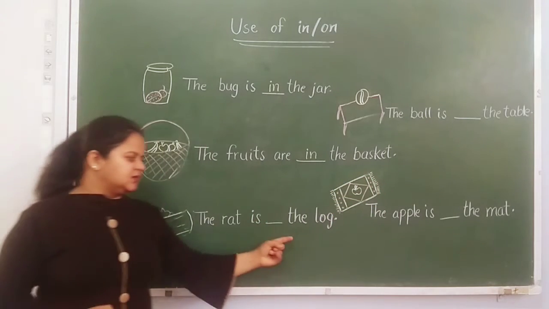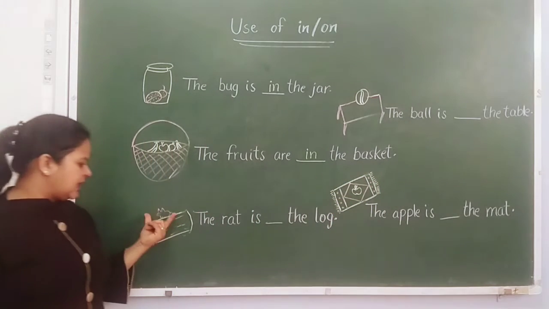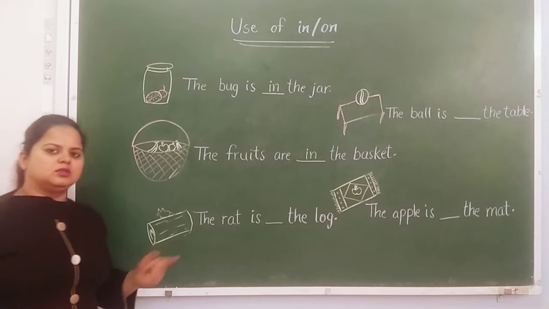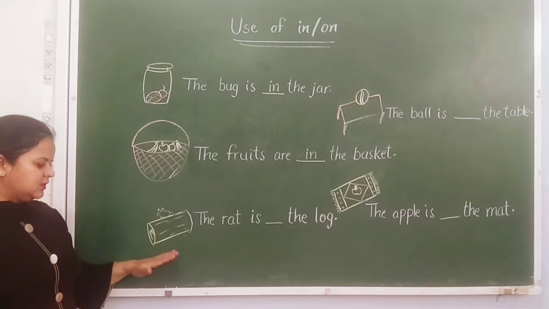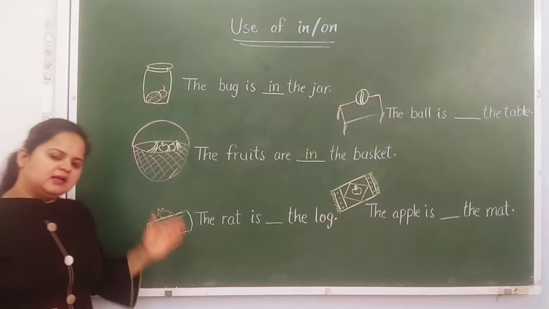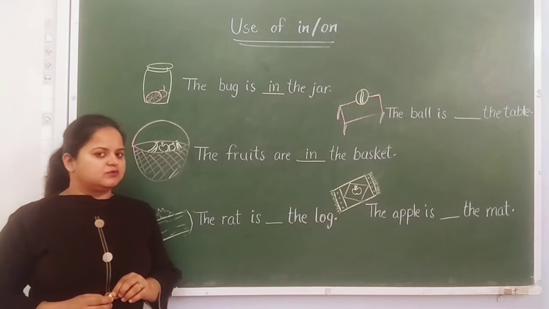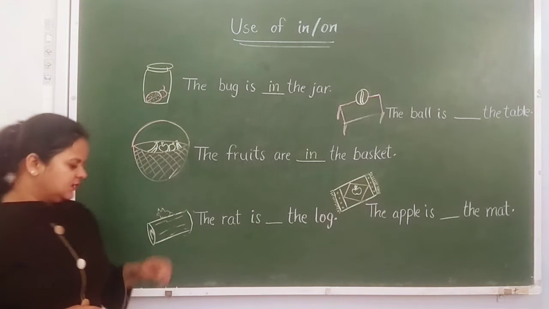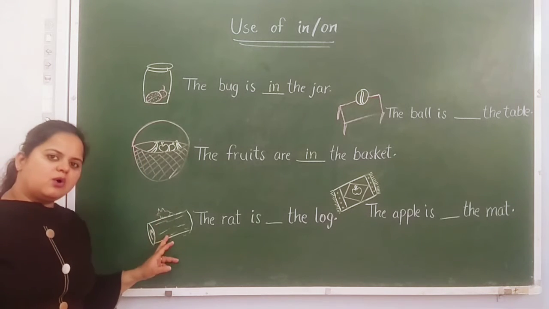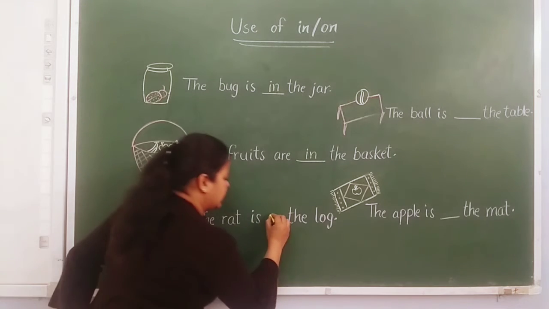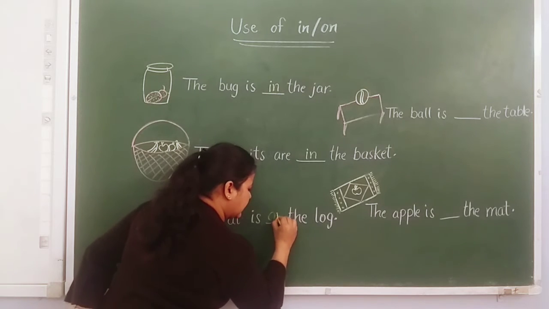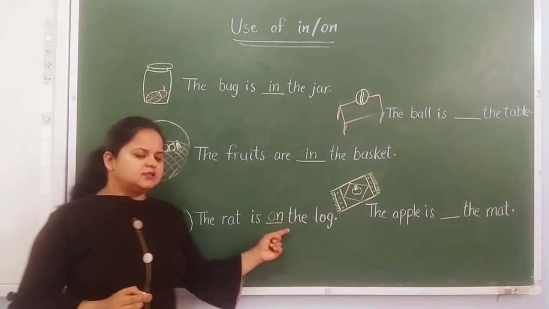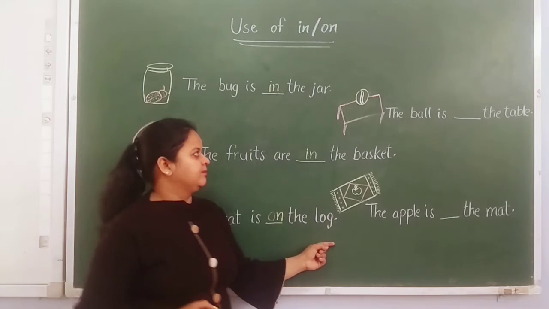The rat is dash the log. Rat is in the log or on the log. So what will we use here? In or on? Rat is on the log. Very good. The rat is on the log.